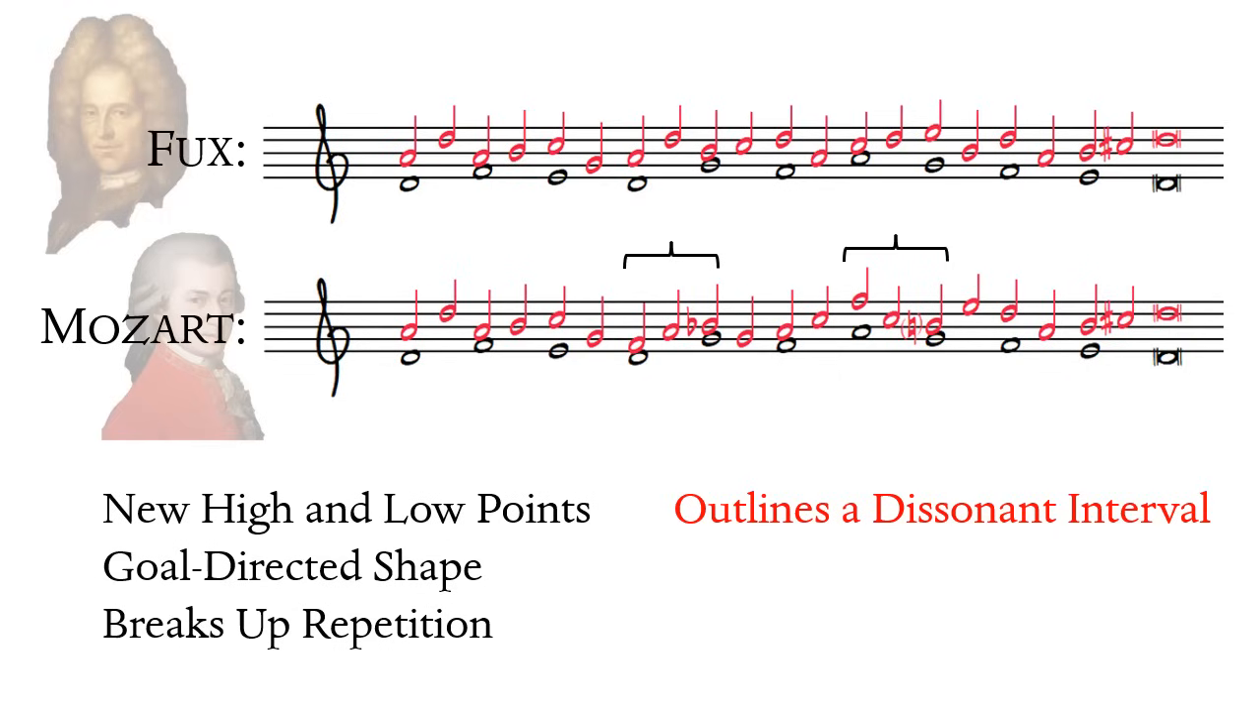Mozart picks his poison and decides that this minor drawback is worth the improvement to the overall shape of the counterpoint melody. Maybe Fuchs considered something like this, but preferred to avoid the dissonant outline.